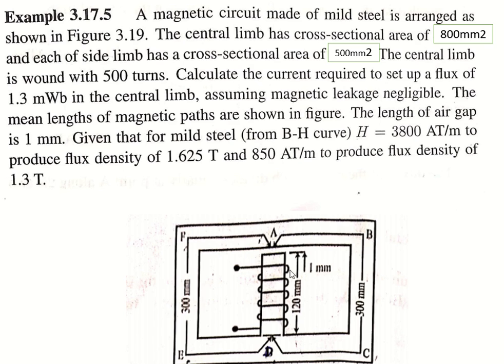So your aim is to find the current you are applying through this circuit. We are applying a value of current through the circuit in order to set up a magnetic flux. The mean length of magnetic paths are given, that is length of central limb 120 mm, air gap 1 mm. Then these two paths have the same length, 300 mm. And given that for mild steel, magnetic field intensity is 380 ampere turn per meter to produce a flux density of 1.625 Tesla and 850 ampere turn per meter to produce a flux density of 1.3 Tesla.